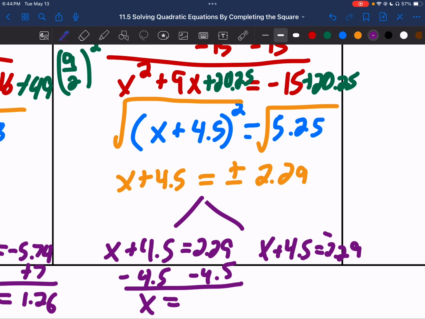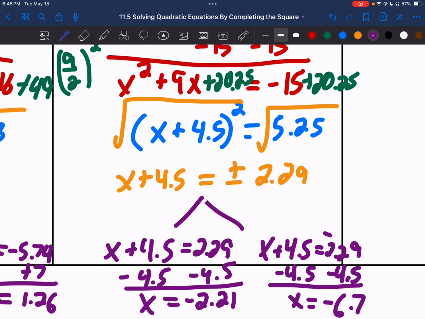We get that x is equal to negative 2.21. We subtract 4.5 from both sides. X is equal to negative 6.79.